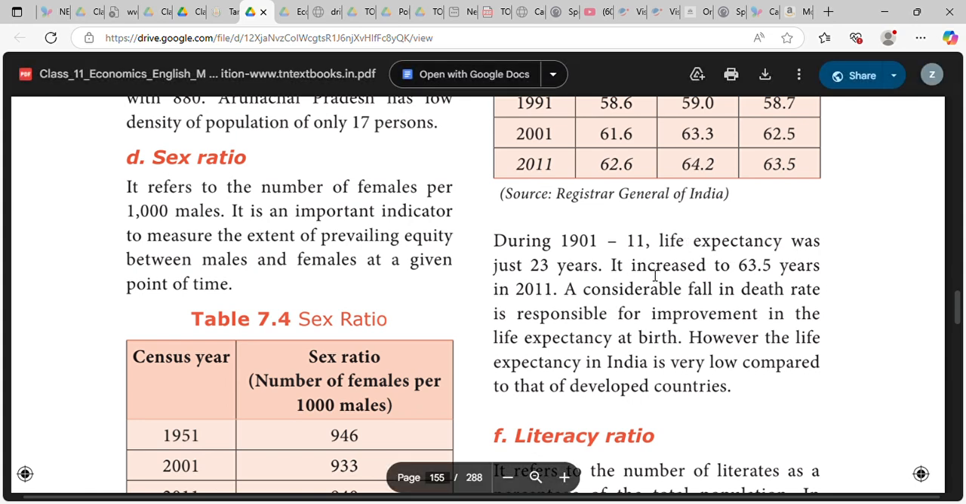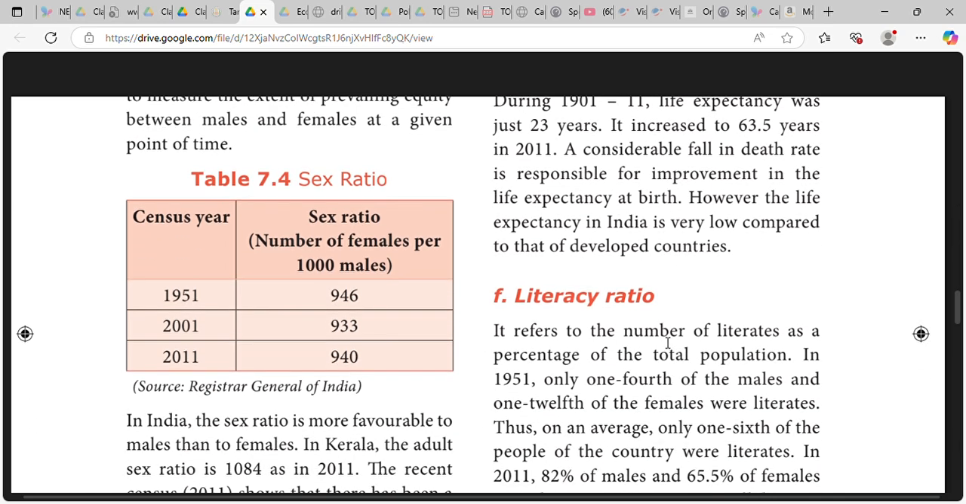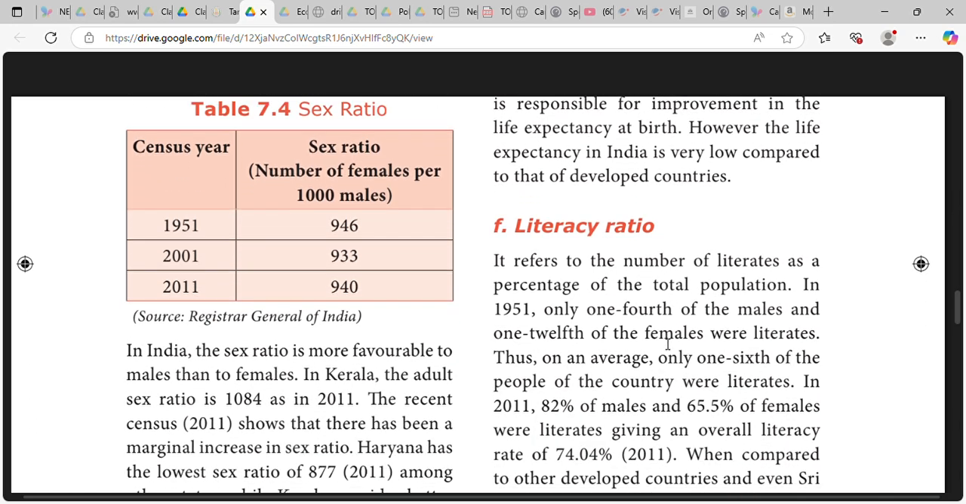During 1901 to 1911, life expectancy was just 23 years. It increased to 63.5 years in 2011. A considerable fall in death rate is responsible for the improvement in life expectancy at birth. However, life expectancy in India is very low compared to that of developed countries.